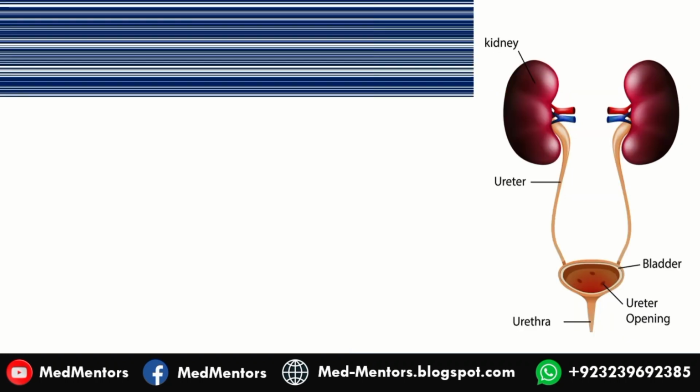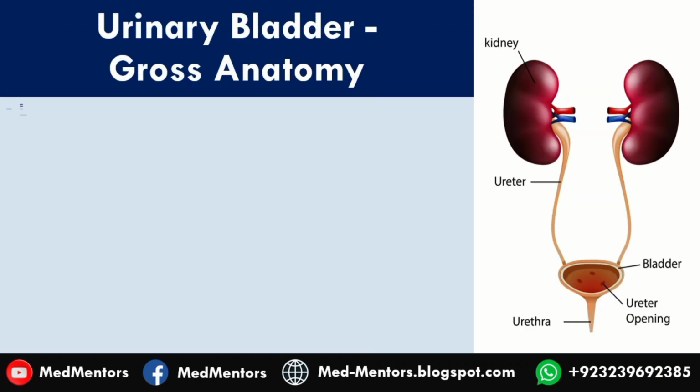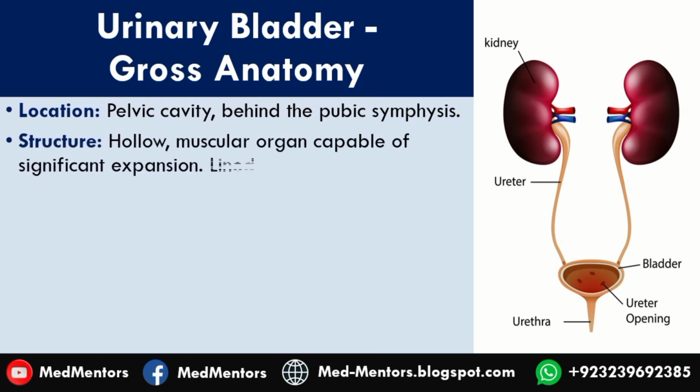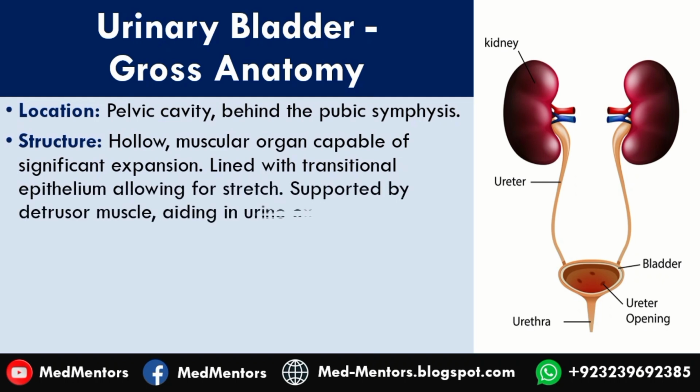Next, urinary bladder, gross anatomy. Explore the gross anatomy of the urinary bladder. Location. The bladder is situated in the pelvic cavity behind the pubic symphysis. Structure. It is a hollow muscular organ capable of significant expansion, lined with transitional epithelium that allows it to stretch. The detrusor muscle supports the bladder and aids in expelling urine.